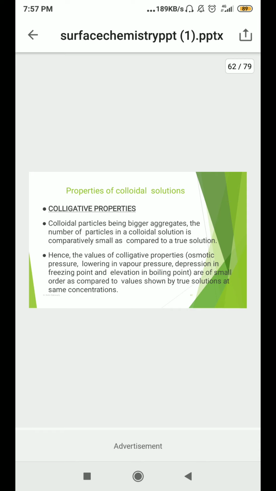Let's start. Properties of colloidal solution. Colligative properties. The colloidal particles being bigger aggregates, the number of particles in a colloidal solution is comparatively small as compared to a true solution. So there is a difference between a true solution and the colloidal solution. Hence the values of colligative properties, that is the osmotic pressure, lowering in vapor pressure, depression in freezing point and elevation in boiling point, are of a smaller order as compared to the value shown by the true solution at the same concentration. There will always be a difference.